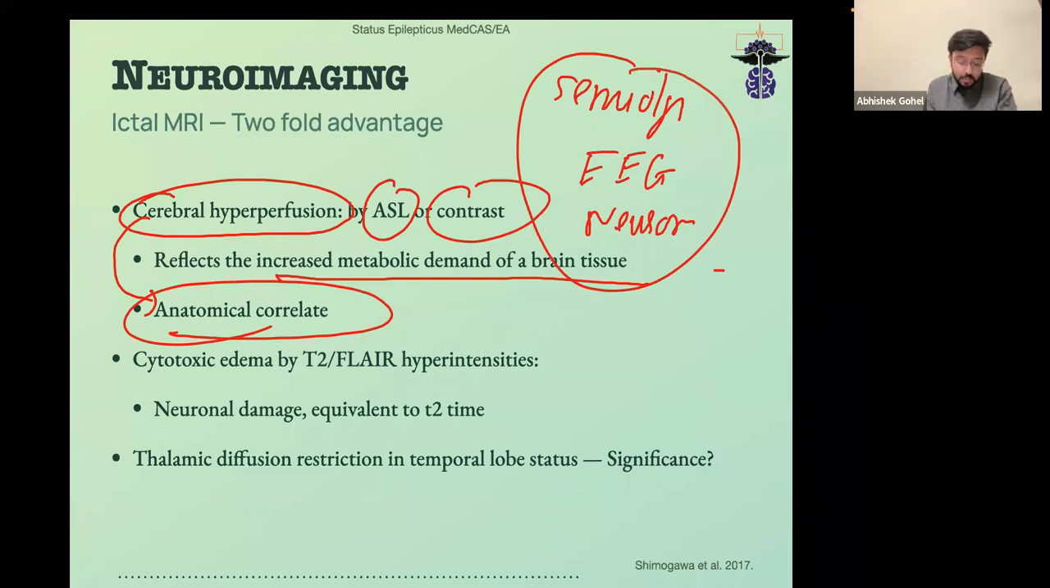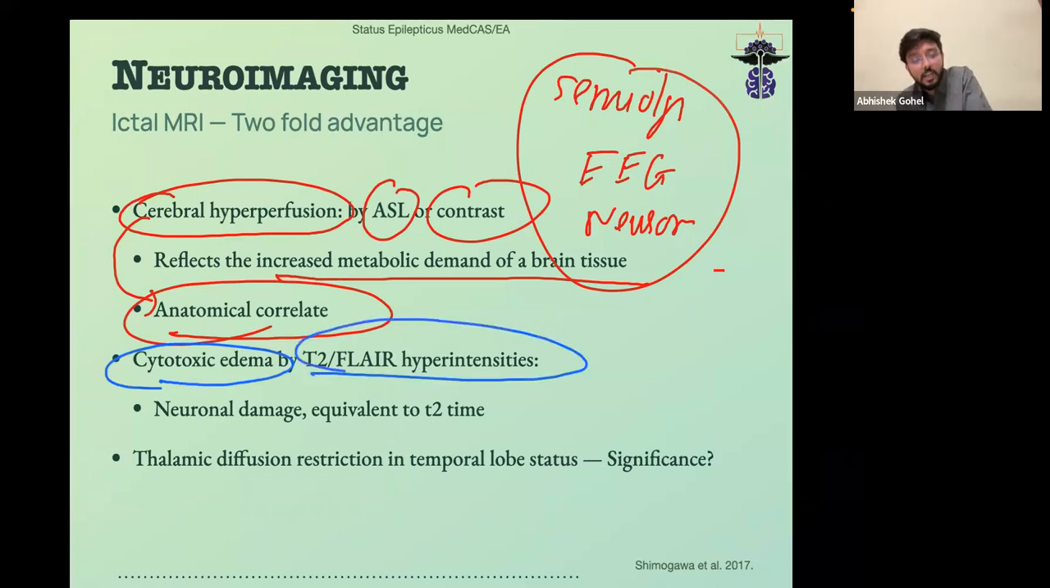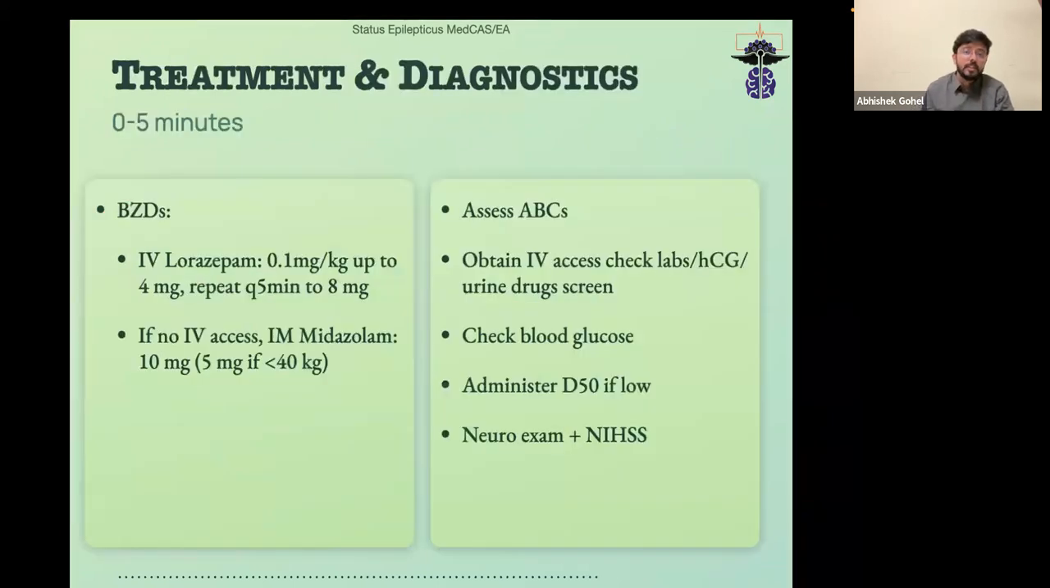Next is the cytotoxic edema that can be diagnosed by T2 or FLAIR hyperintensity. What does it indicate? It is cytotoxic, that means neuronal damage. It tells you that the time T2 has been crossed now, but still you should not stop. So what to do now that you have a status epilepticus on your hand? You cannot just go into the very detailed analysis of each byte of information that has come to you. Okay, you have to act fast.